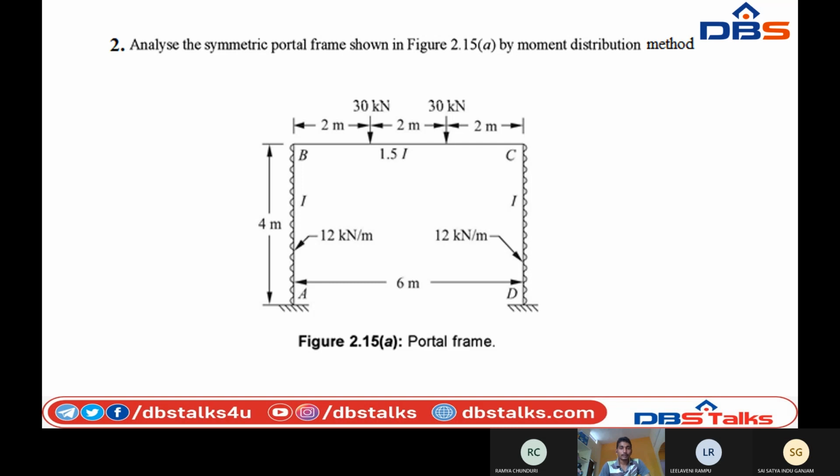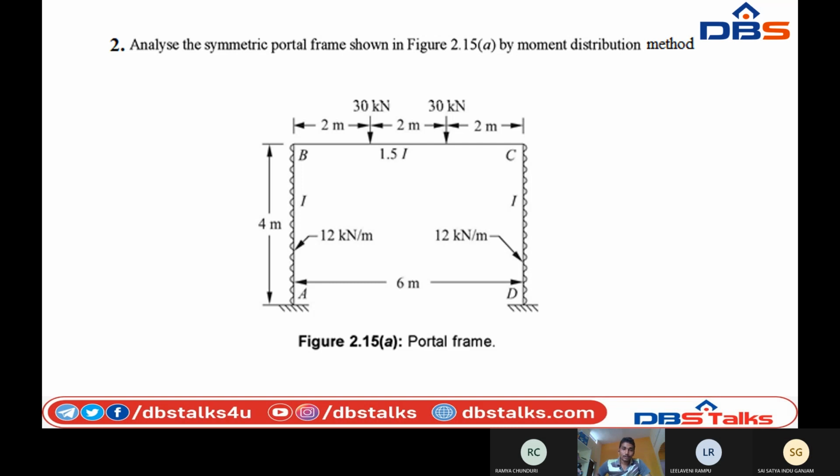Next problem. They are given the moment distribution method. This is a portal frame. Here, AB is given as 4 meters. The load acting is 12 kN per meter UDL, and the same for CD, also having 12 kN per meter.